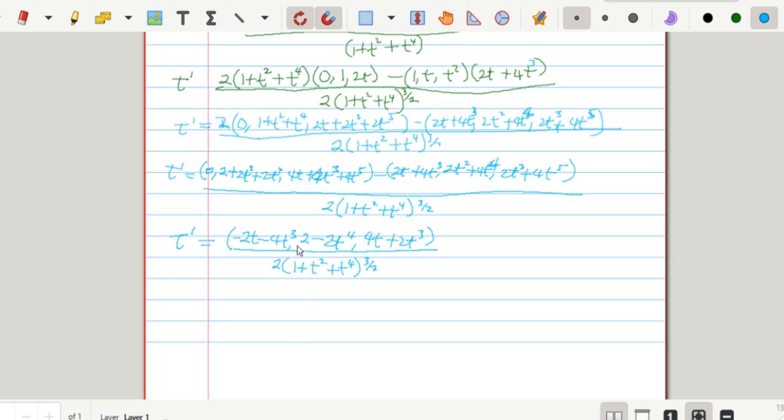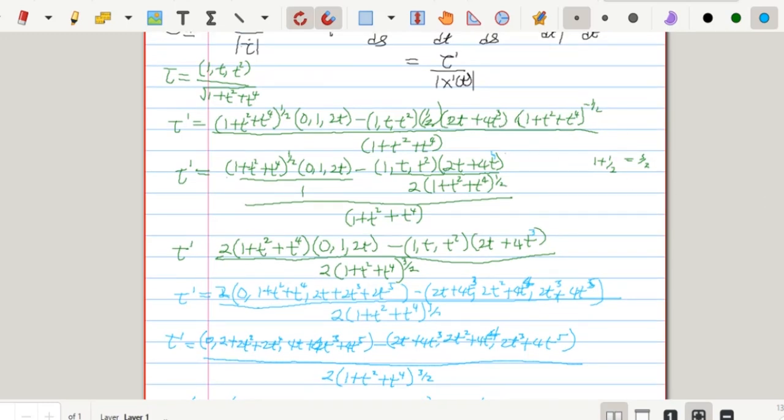So you discover that 2 is a common factor in both the numerator and denominator. So if you eliminate 2, you are going to have minus t minus 2t raised to the power 3, 1 minus t raised to the power 4, then we have 2t plus t raised to the power 3, all divided by 1 plus t squared plus t raised to the power 4, all divided by 3 over 2. So this is our tau prime, and remember our formula.